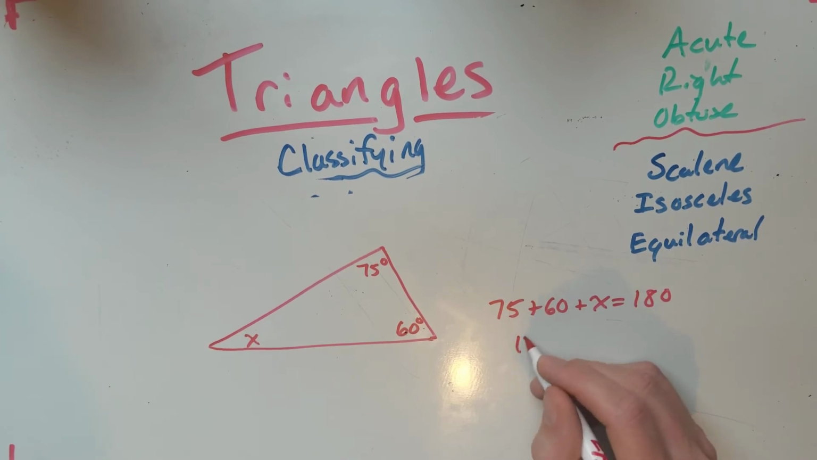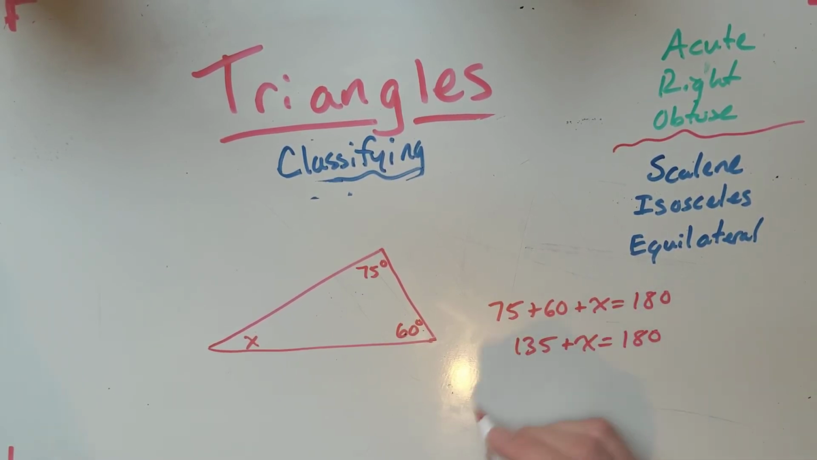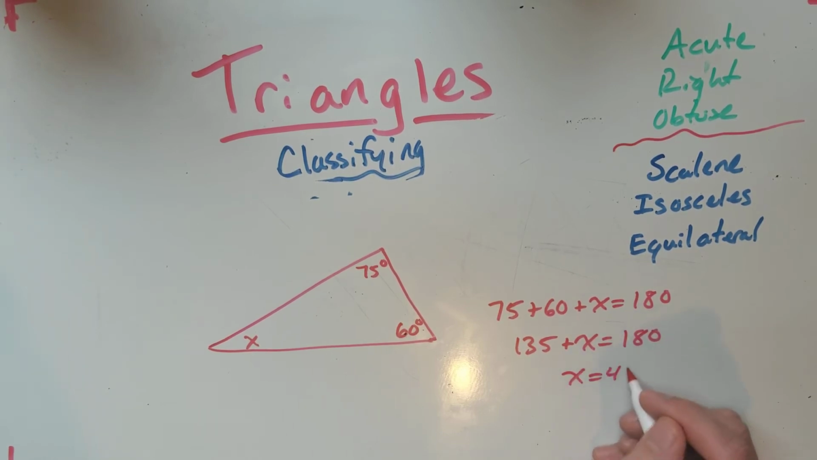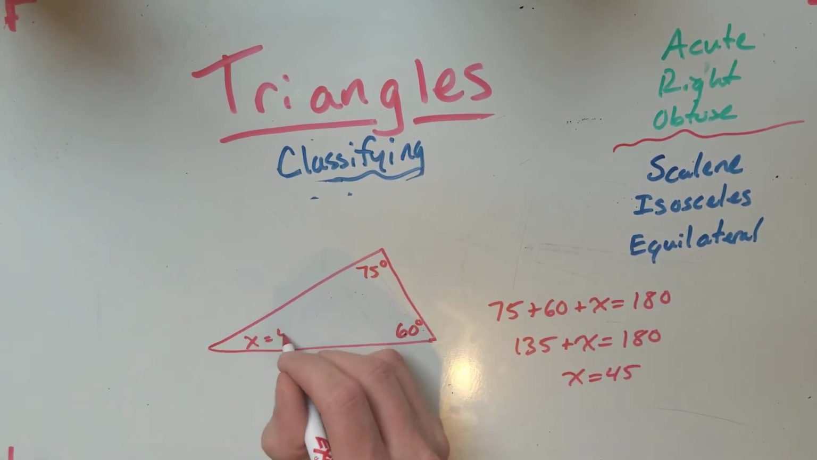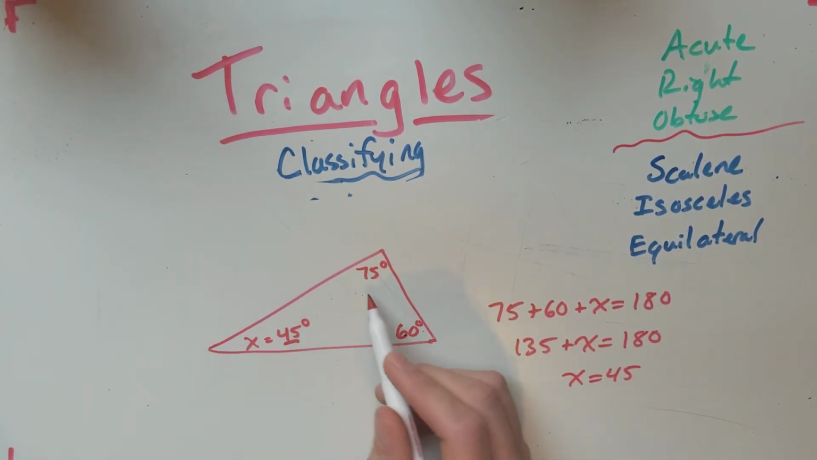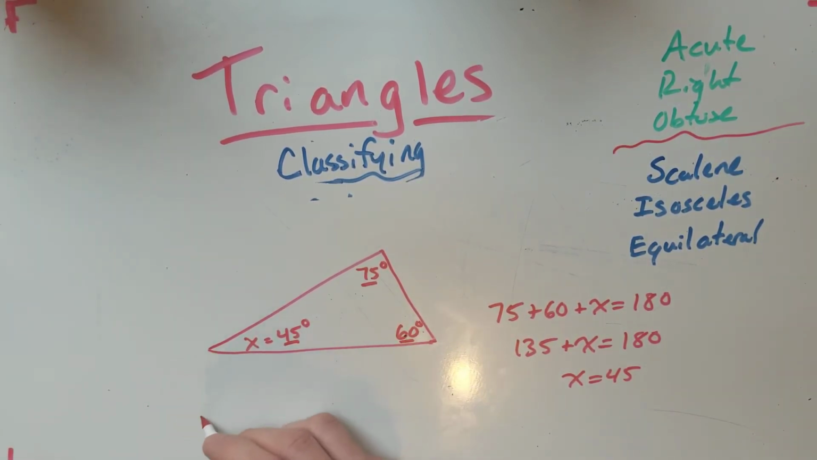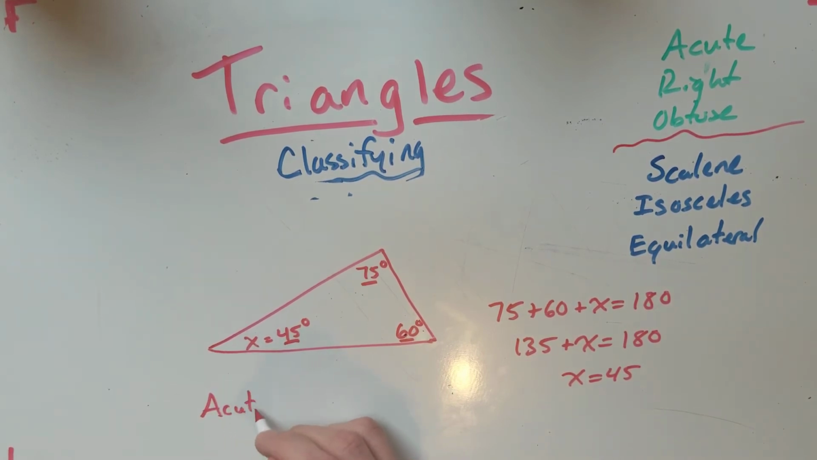When we add over here, we get 135 plus x equals 180. Subtract, and you're going to get x is 45. So x is 45 degrees. Let's say we go by angle first. So looking at the angles, 45, 75, and 60, well, all three of those are acute. We have three acute angles, so this triangle is an acute triangle.